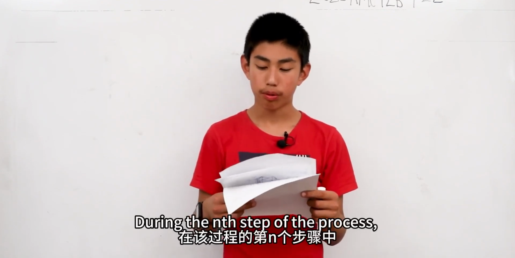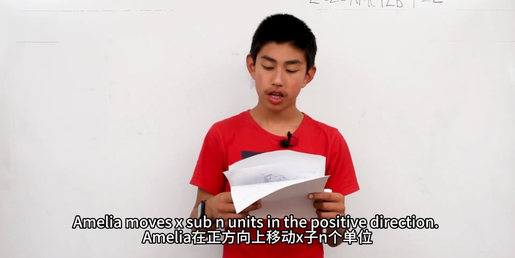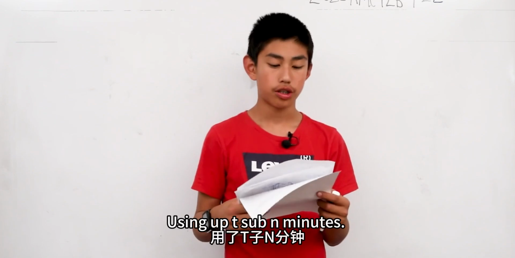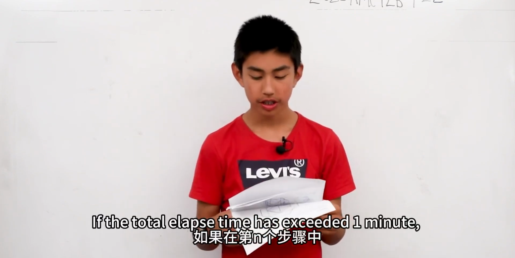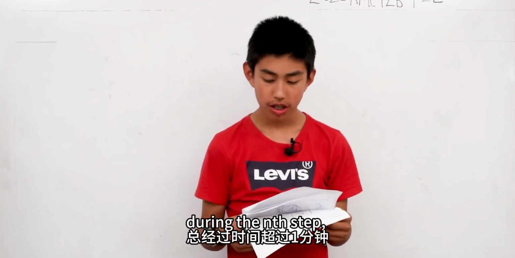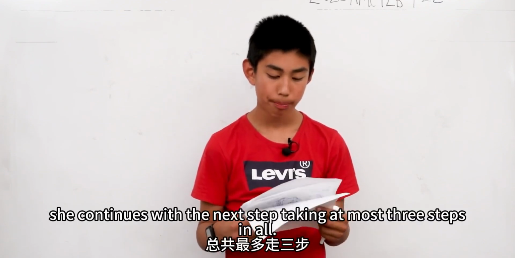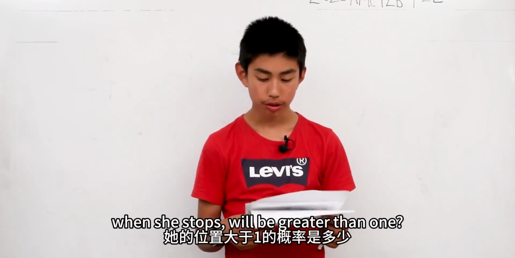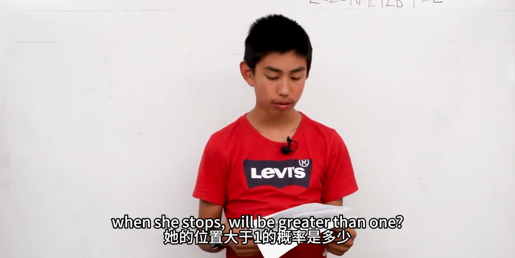During the nth step of the process, Amelia moves x sub n units in the positive direction using up t sub n minutes. If the total elapsed time has exceeded 1 minute during the nth step, she stops at the end of the step. Otherwise, she continues with the next step, taking at most 3 steps in all. What is the probability that Amelia's position when she stops will be greater than 1?